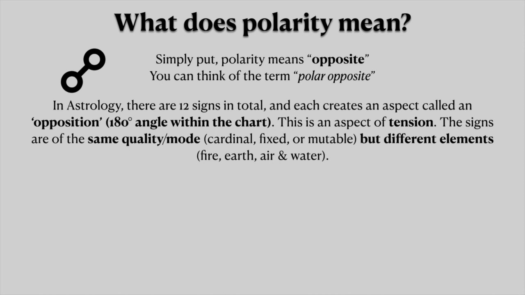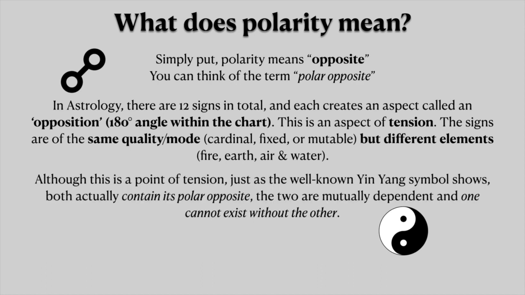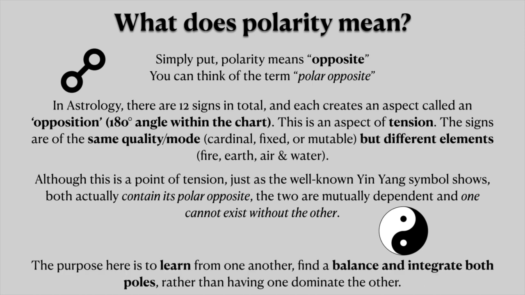The signs are of the same quality or mode, which are cardinal, fixed, or mutable, but they're different elements: fire, earth, air, and water. Although this is a point of tension, just as the well-known yin-yang symbol shows, both actually contain its polar opposite. The two are mutually dependent, and one cannot exist without the other. The purpose here is to learn from one another, find a balance, and integrate both poles rather than having one dominate the other.